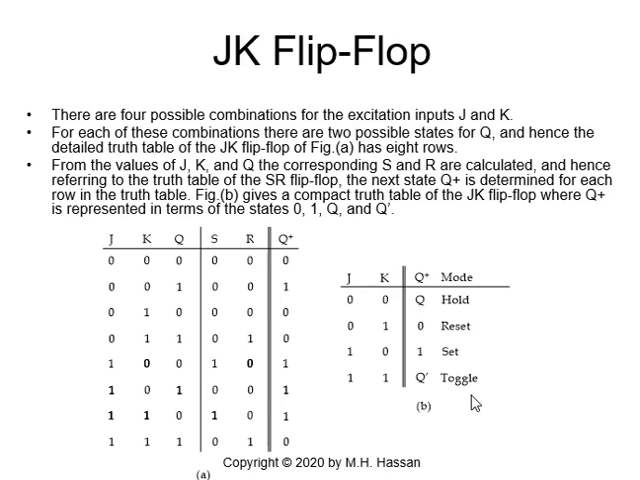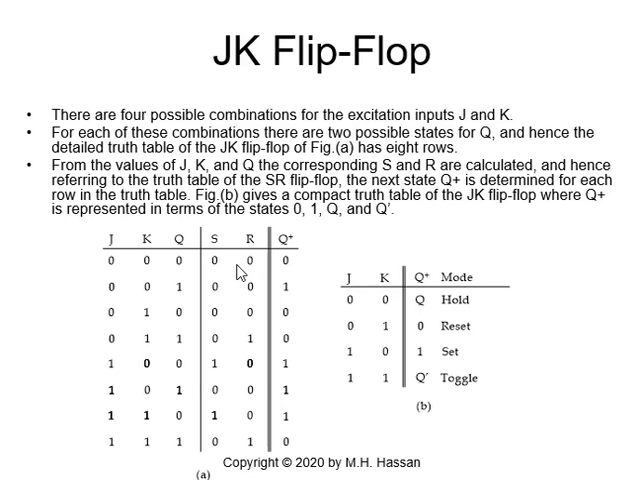So if the Q is 0, it will toggle to 1. If the Q is 1, it will toggle to 0. So very interesting that the JK flip-flop is a special case of the SR flip-flop. We proved the truth table based on the SR latch, and it works fine.